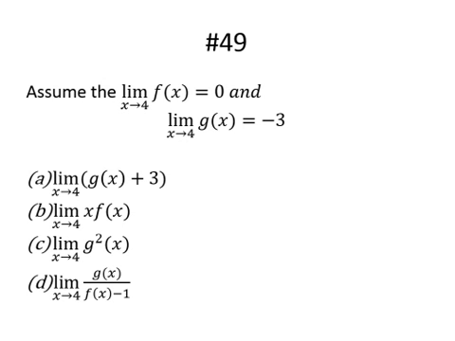What you can do with these is, when you have your limits, you're basically just plugging in what the limit of each one is. So this first one can be rewritten separately as the limit of g(x) plus the limit of 3. The limit of g(x) is negative 3. The limit of 3 is just 3. If you take the limit with no variable, it's just the actual number. So this would be negative 3 plus 3, so the first one would end up being 0. Take a second to find the answer to the next 3.